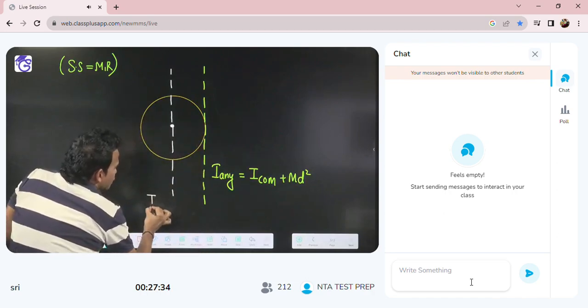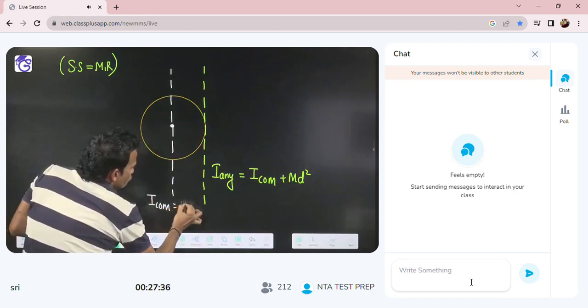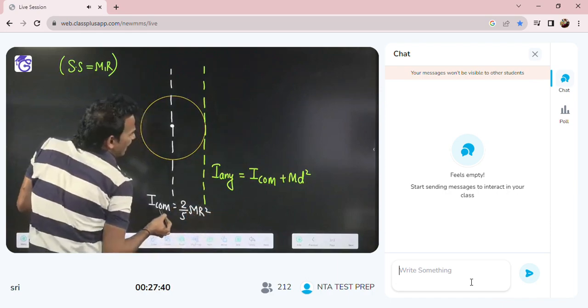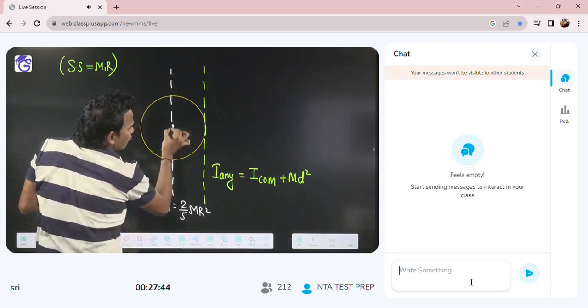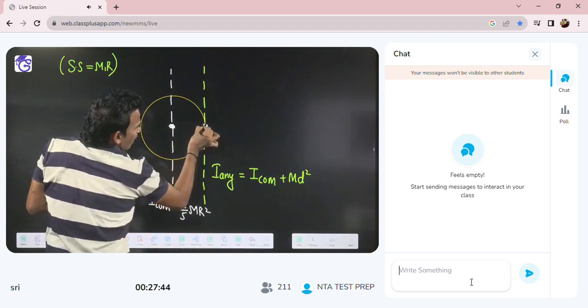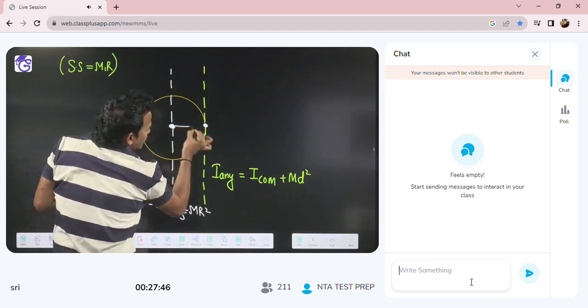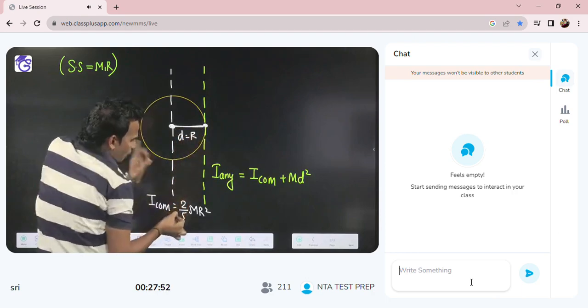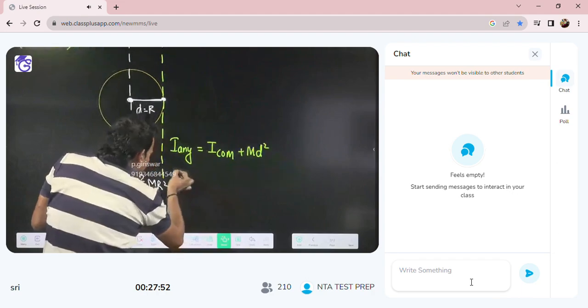And this I_COM we already know, 2/5 MR square. Now someone says, sir, what will be D? D means the distance of the new axis from the center. So this is the new axis passing from here. This is the distance, and this distance will be equal to the radius. Once we know this, now we can substitute to get our answer.